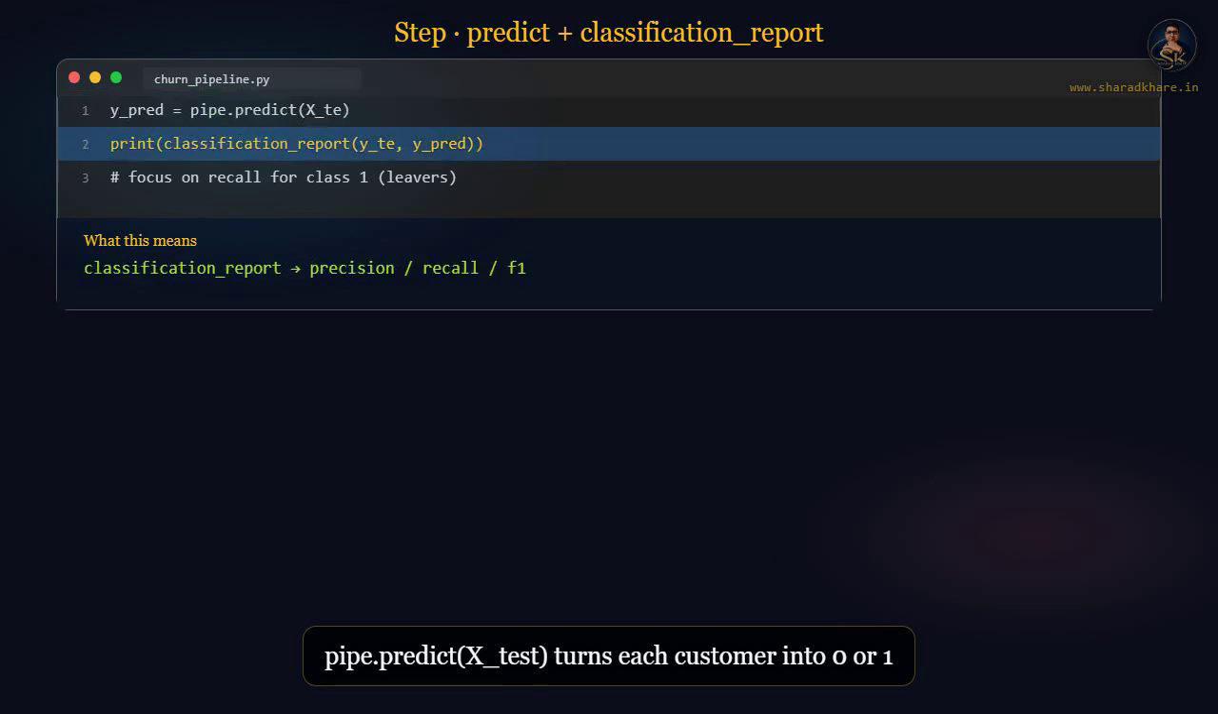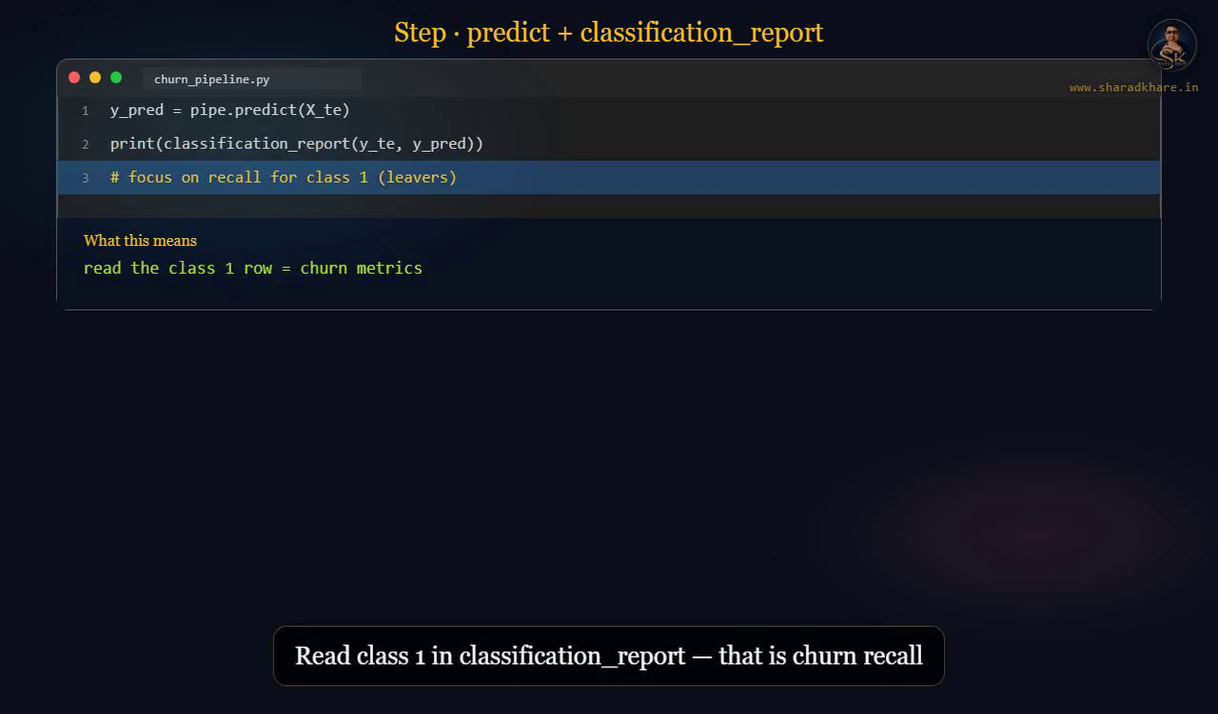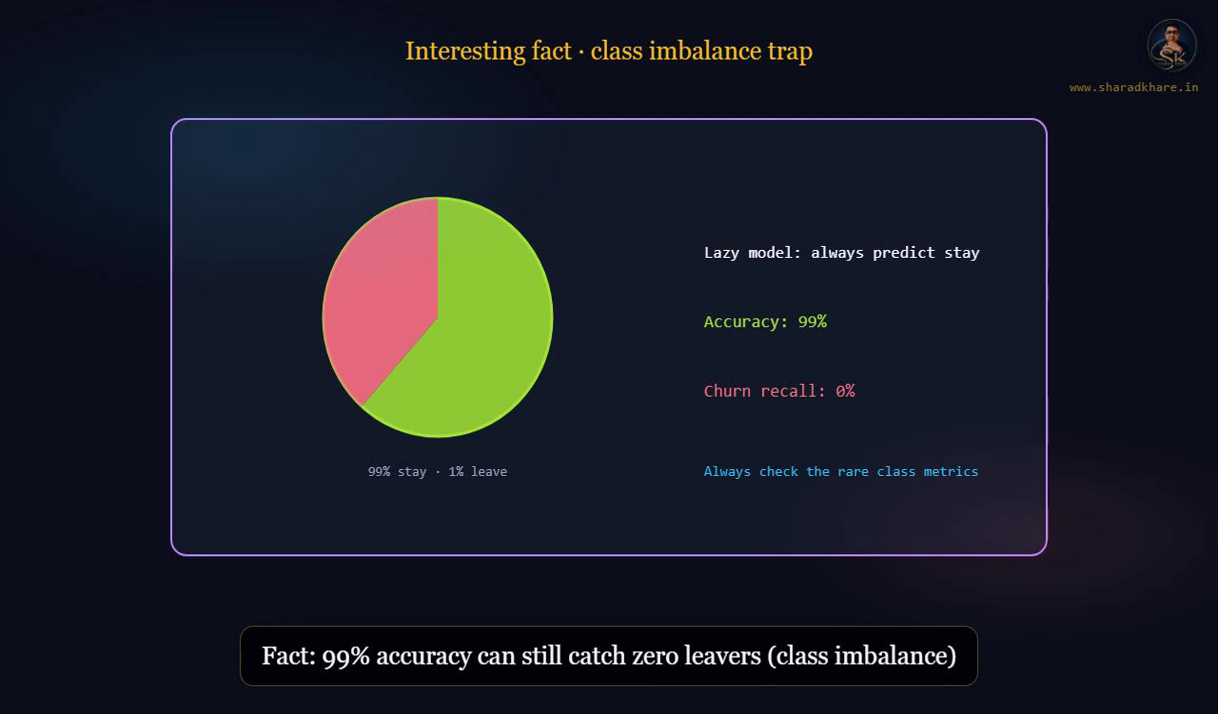Here comes the most important line. pipe.fit on X_train and y_train. In one call, it learns the encoding, the scaling, and the model weights together. After fitting, we set pred equal to pipe.predict on X_test. Every hidden customer becomes a 0 or a 1. Then print classification_report on y_test and pred.